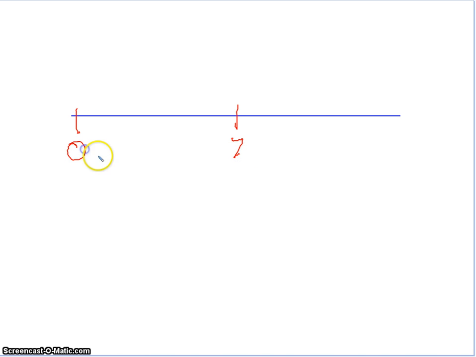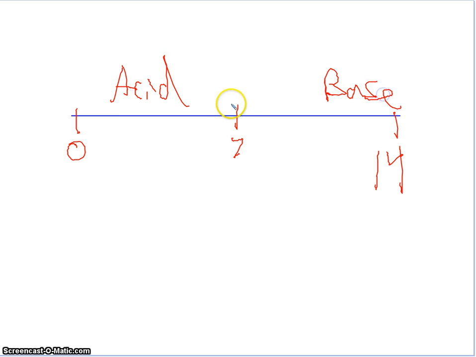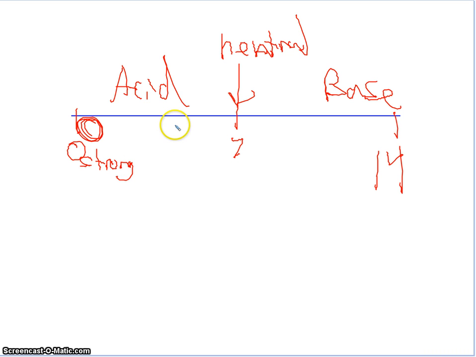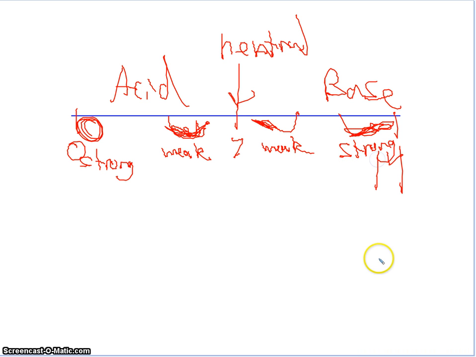It goes from 0 to 14. This side is acid. This side is base. 7 is neutral. If it's all the way over here, that's a strong acid. If it's somewhere in this little neighborhood, 4 to 6, that's weak. Base, same thing. The closer it is to neutral, the weaker the base. The farther it is from neutral, closer to 14, the stronger it is.